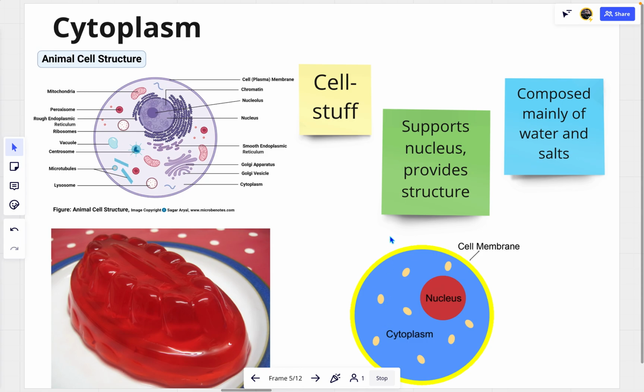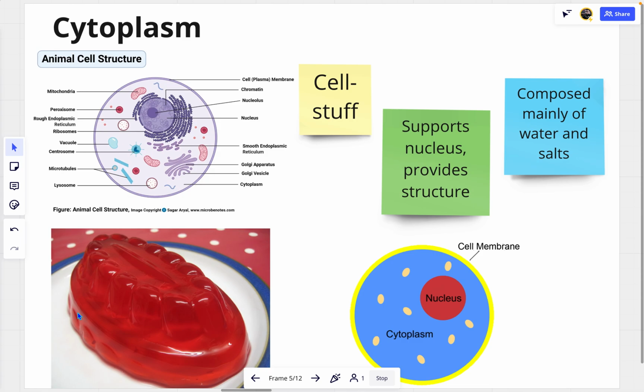The cytoplasm is mainly composed of water, salts, and various organic molecules. Actually, I would explain it as kind of like jelly. So it feels like it has a jelly-like texture.